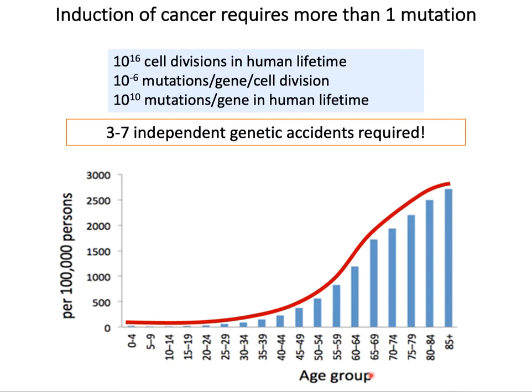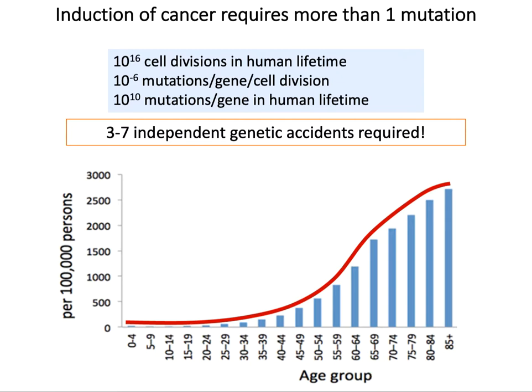So if you do the math, if you multiply this out, you will find that every single gene that you have will experience about 10 to the power 10 mutations in your lifetime. And again, this number is if you are in a pristine environment without carcinogens or mutagens, and we know that's not the case. This number is probably much worse than it appears from this point of view.